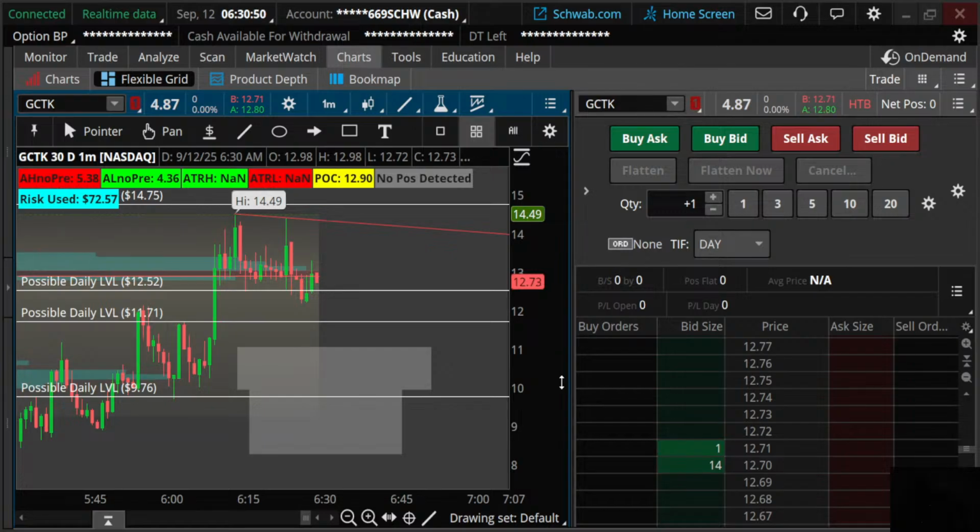Really slowing down. Let me see. Almost 16 million shares traded on it. None of the other low floats are keeping up with it.